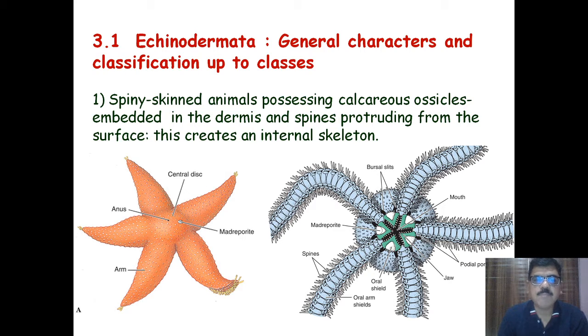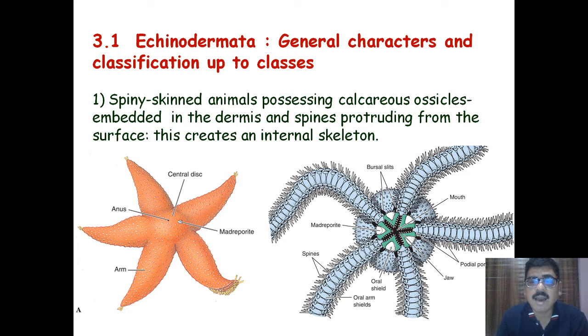Echinoderms are spiny-skinned animals. The meaning of echino is spiny, derma means skin. These are spiny-skinned animals and they possess calcareous ossicles embedded in the dermis. What is calcareous? The structures which are made up of calcium carbonate.